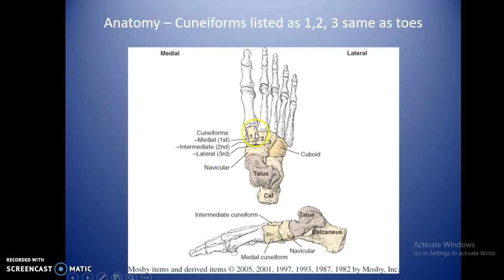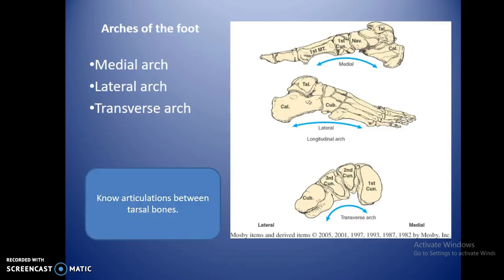Anatomy listed, as we mentioned, 1, 2, and 3 with the cuneiforms here. This is just a side view here. You're going to see the medial cuneiform, the navicular, and then the talus. We talked about this is going to articulate with the tibia, and then the calcaneus or heel bone out towards the most posterior edge of it.